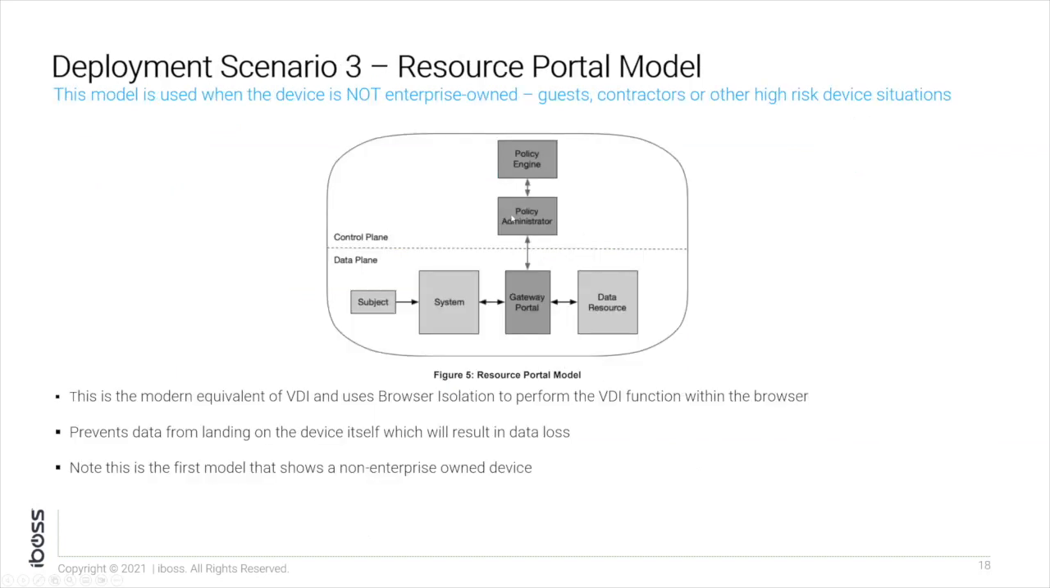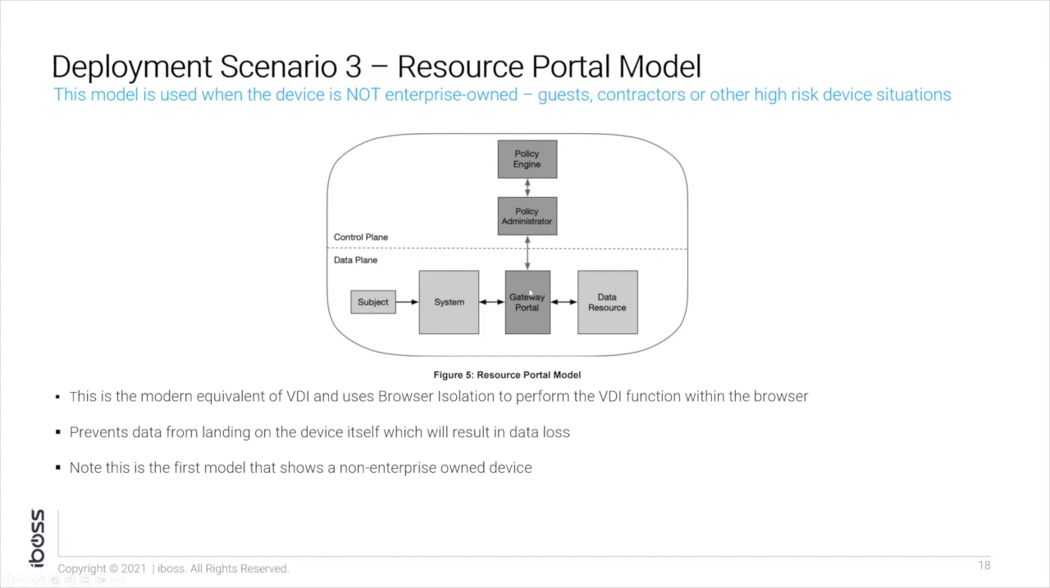The third model here, and the third scenario, is what they call the resource portal-based model. Notice here that this is the first time that they don't actually use an enterprise-owned system. And they do this on purpose because what they show here is this is for the guest, the contractor, BYOD access, risky situations where data ending up on the laptop itself could be pretty bad. So you never want the data from an enterprise-owned document, for example, to end up on a bring your own device, because once it ends up on someone's personal C drive or a contractor C drive, you're never going to get it back.